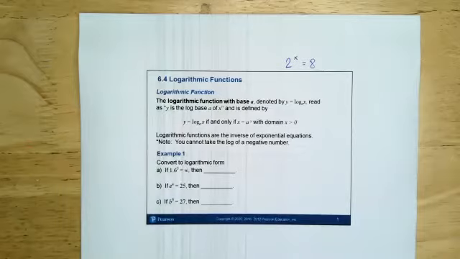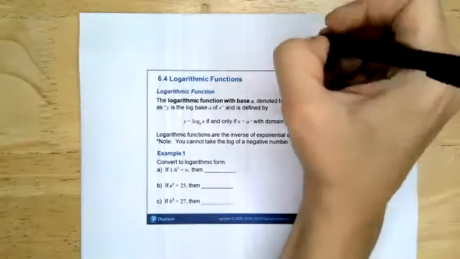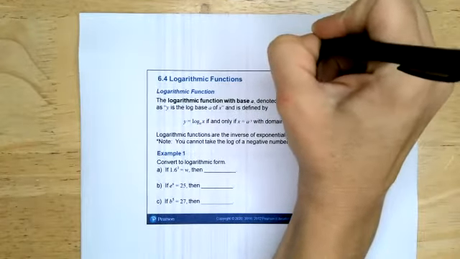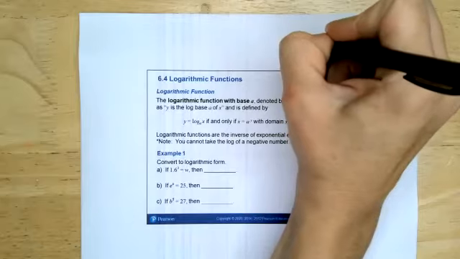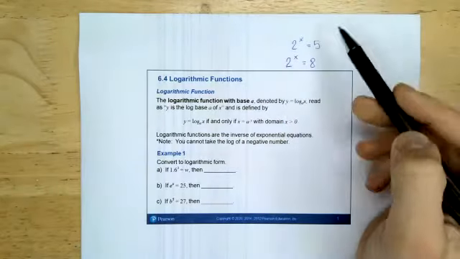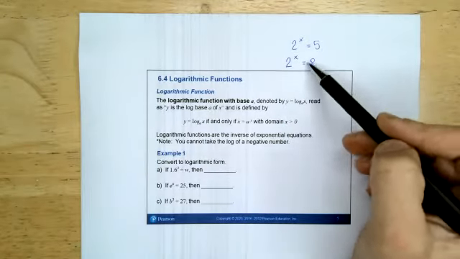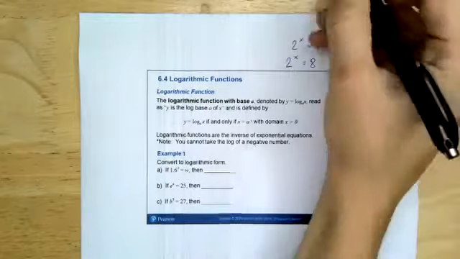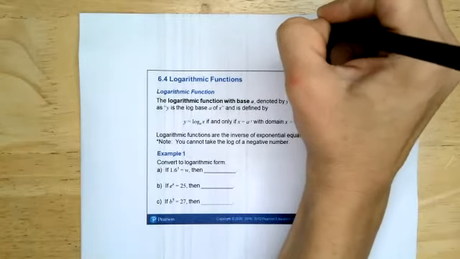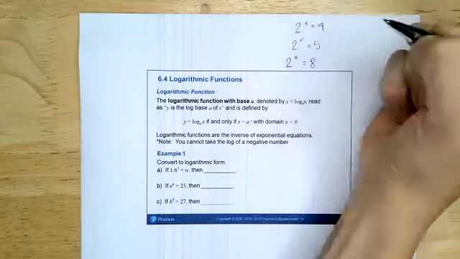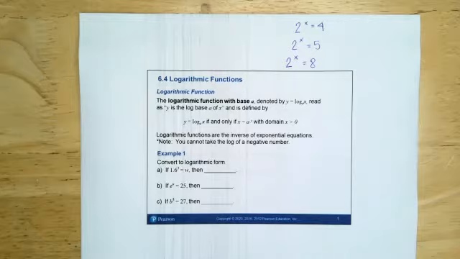If we had 2 to the power of x equals 5, 8 is a perfect cube. 4 is a perfect square, but 5 is not, right? 2 to the power of something is 5, but it's going to be a decimal that goes on forever. It's not a whole number, right?